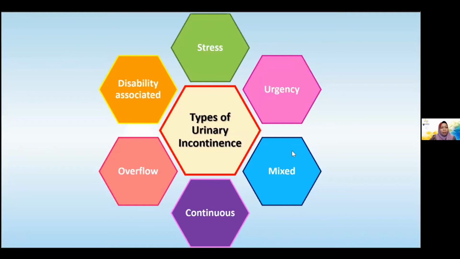So what actually happens in overflow incontinence is that, as all of us are aware, the bladder is made of muscle, the detrusor muscle. It has a maximum capacity on how much urine it can contain. So when the maximum capacity has been reached, the urine has nowhere to go. Therefore, it tends to leak out.